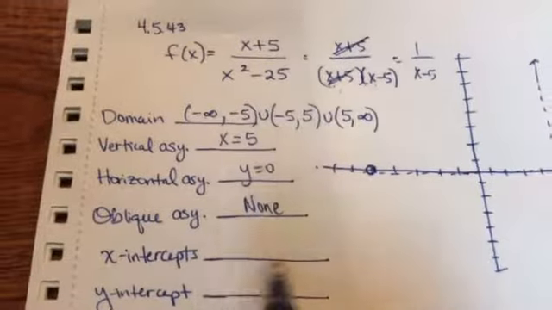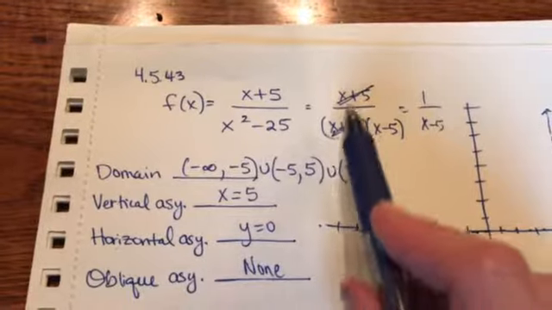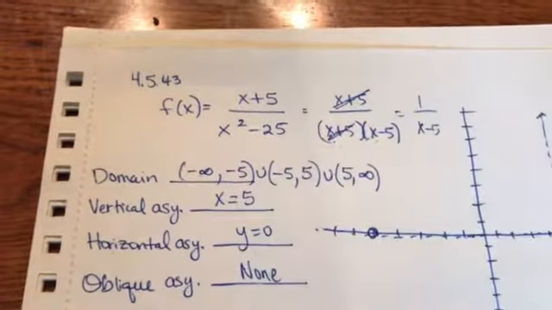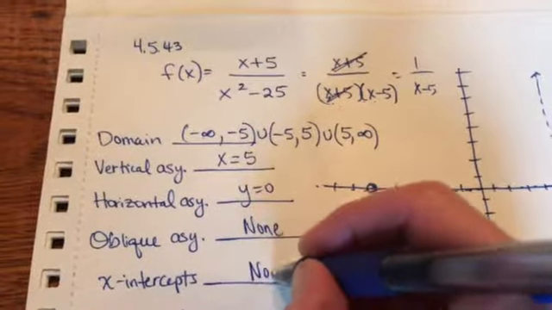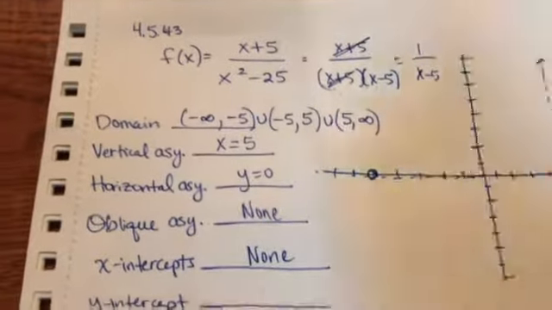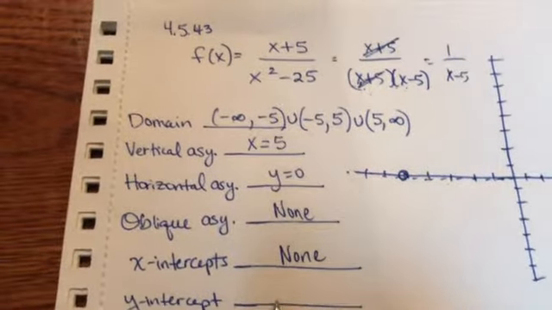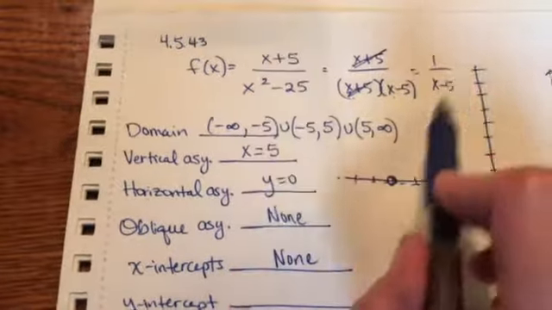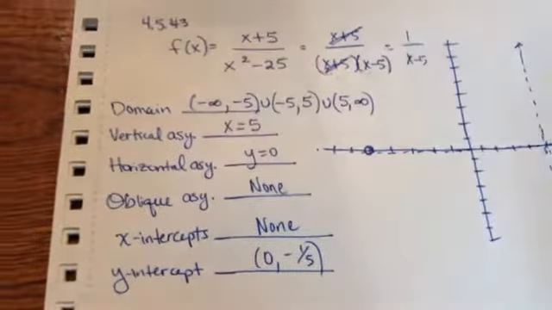All right, my x-intercepts, it's always what makes the numerator 0. But in this case, this canceled, so there's no way my numerator will ever be 0, so my answer would be none. Don't leave those blank on a test, okay? Y-intercept: what do you get when you plug in 0 for x? You get the same thing regardless, but you should get negative 1/5. Okay, and then you have to graph it.